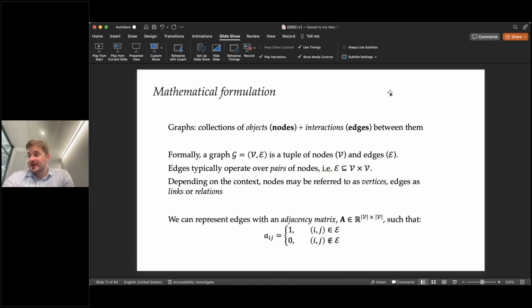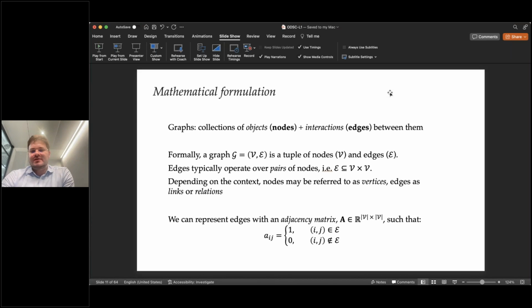And I should stress that depending on what literature you read or what context you're in, nodes might be referred to as vertices and edges might be referred to as links or relations. For us, all of those terms will be referring to the same concept of nodes or edges. And there's many ways you can represent edges, some more efficient than others, but because in deep learning, we typically talk about things from a context of linear algebra, we are going to be using a linear algebraic representation of edges as well.